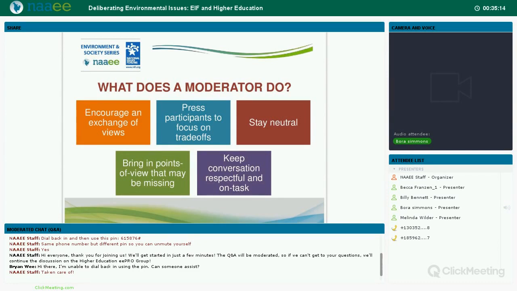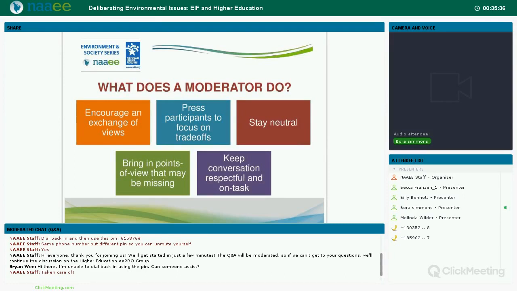It's very important that the moderator remain neutral and not show any sort of favoritism, even though you may really, really like a particular comment or really dislike a particular comment in terms of your own personal views. It's really important to stay neutral.